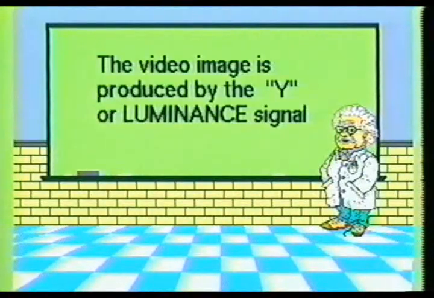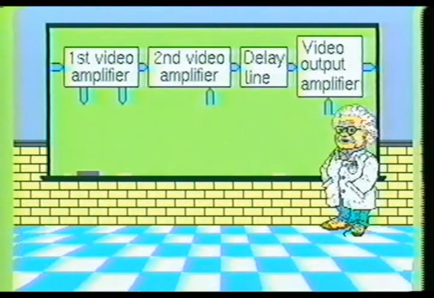We will now pause for a short review of the material just discussed. The video image is produced by the Y signal. The Y signal is also commonly referred to as the luminance signal. The four primary blocks which make up the Y signal portion of the television receiver are the first video amplifier, the second video amplifier, the delay line stage, and the video output amplifier stage.